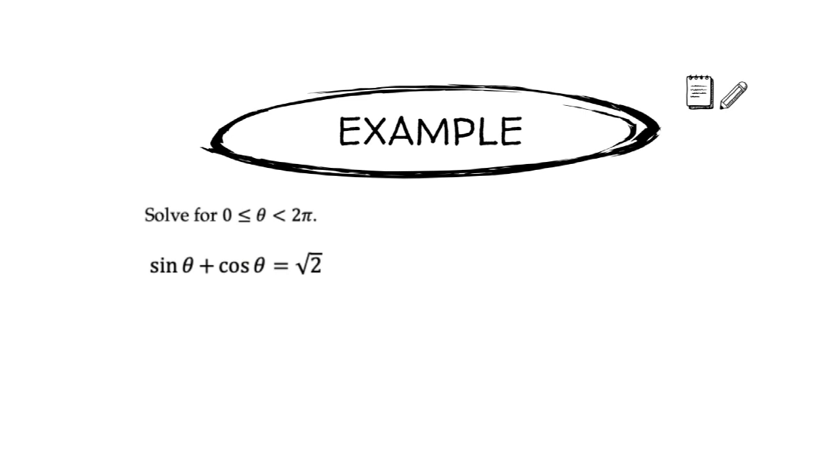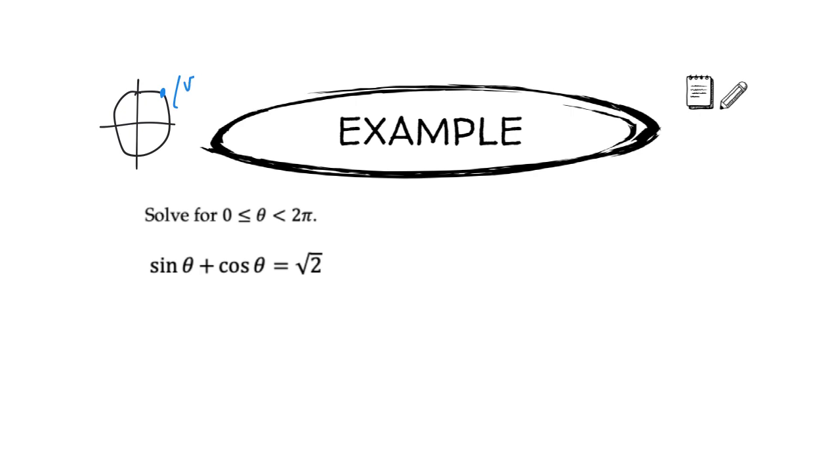Our last example here is probably the most challenging from an algebraic standpoint, but with a really good knowledge of a unit circle, you probably could just pick off a solution to this equation right away. We're asked, where on the interval from 0 to 2 pi is the sum of the sine and cosine equal to root 2?